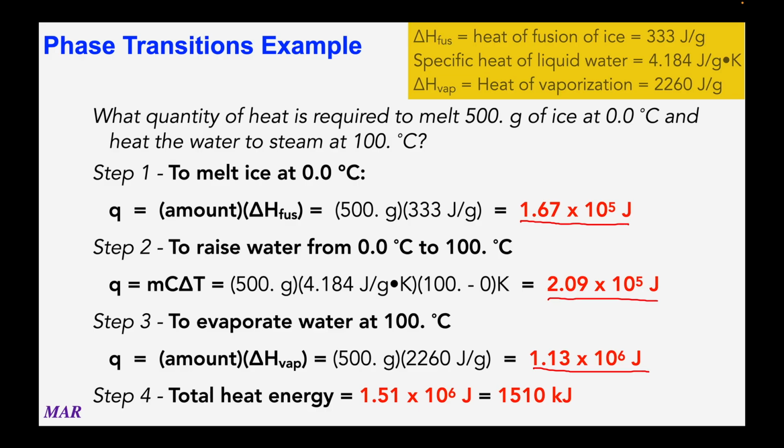And that is the energy required to melt 500 grams of ice and turn it into steam at 100 degrees Celsius. Notice it's a positive number. It's endothermic. This isn't going to happen by itself. You must add energy to make this happen.